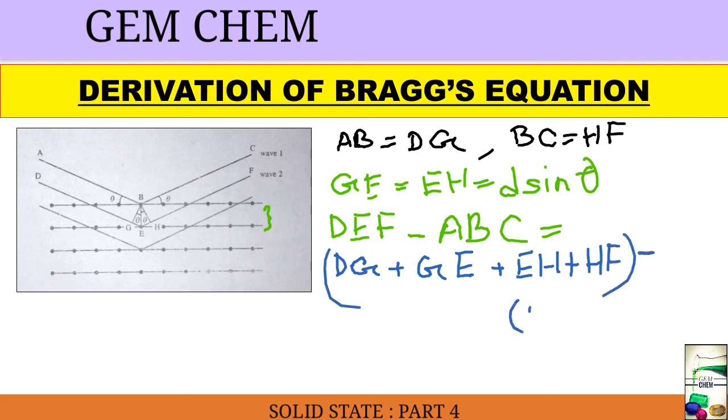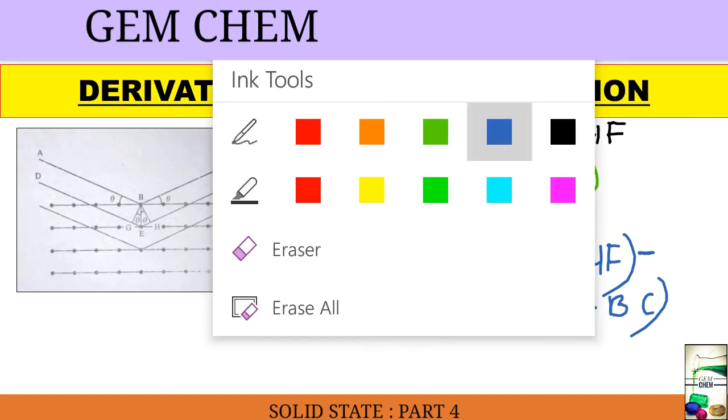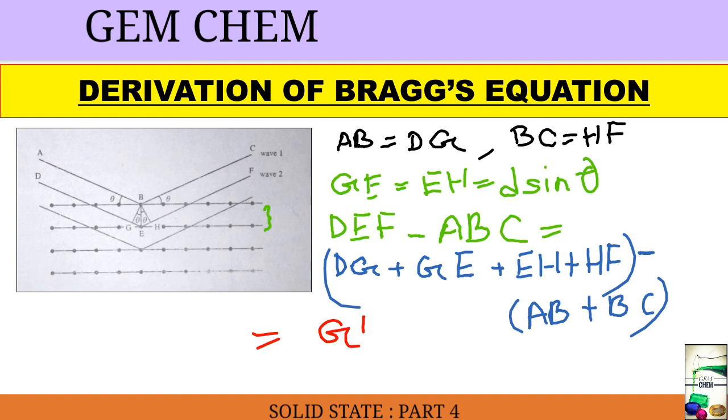So it can be written as DG plus GE plus EH plus HF, minus AB plus BC. We know DG is equal to AB, and HF is equal to BC, so AB and BC cancel, and what is left is GE plus EH. We have already seen that GE and EH are the same, so we can write it as 2d sine theta.